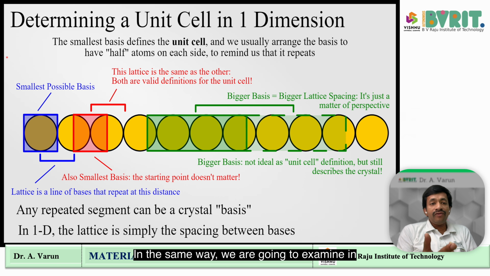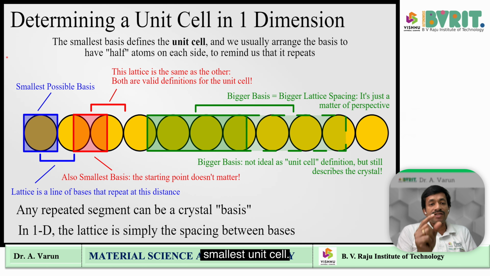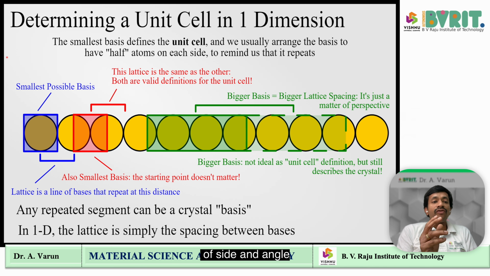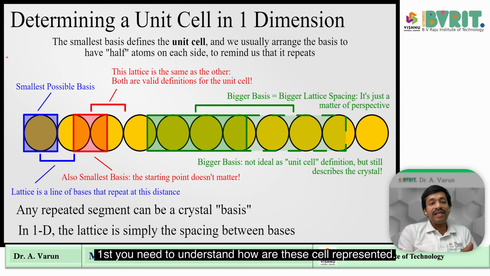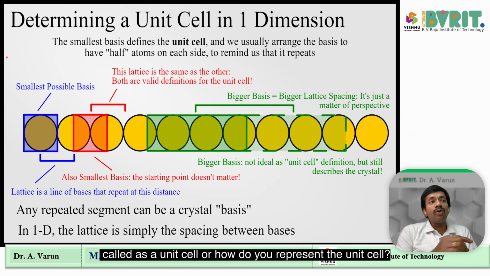In the same way, we are going to examine the entire crystal structure, which is in three dimensions, through this smallest unit cell, and we will try to understand it in terms of sides and angles and also how they are positioned. So in order to go to that extent, first you need to understand how these unit cells are represented. In the entire three-dimensional space, what is called a unit cell, or how do you represent the unit cell?